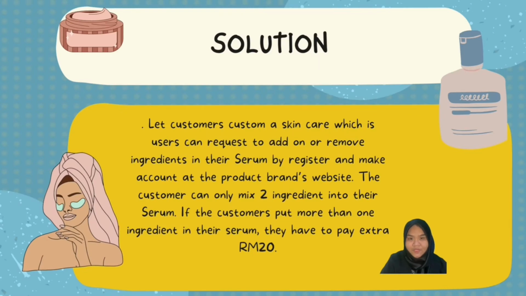So the solution for this problem is that the company, The Ordinary itself, has to create a custom skincare, which means the company can let the customer customize their own skincare. The customer can add suitable ingredients for their skin into their custom serum. This makes it easier for the customer and the company, and also reduces the price for customers and avoids losses for the company. So let's move into my coding for my assignment 3.